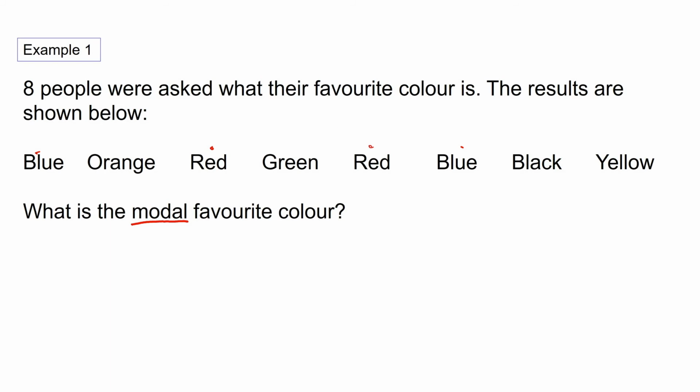So that means actually here there are 2 modal favourite colours, and you can have more than 1 mode. So you would write down blue and red. And at times that can be a disadvantage of the mode, because then it doesn't really give us much information about that set of data.